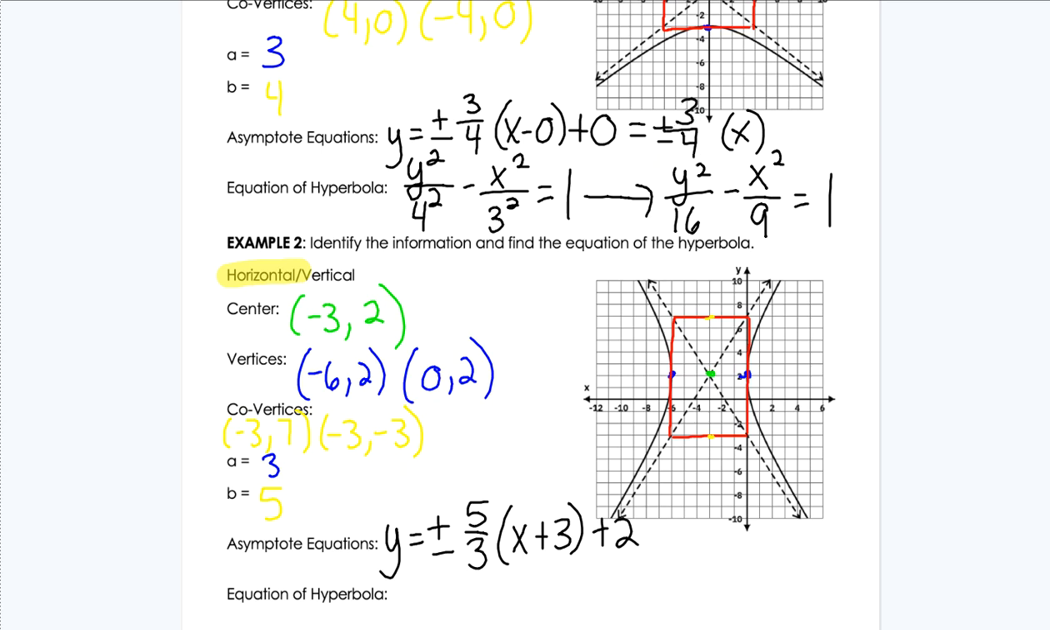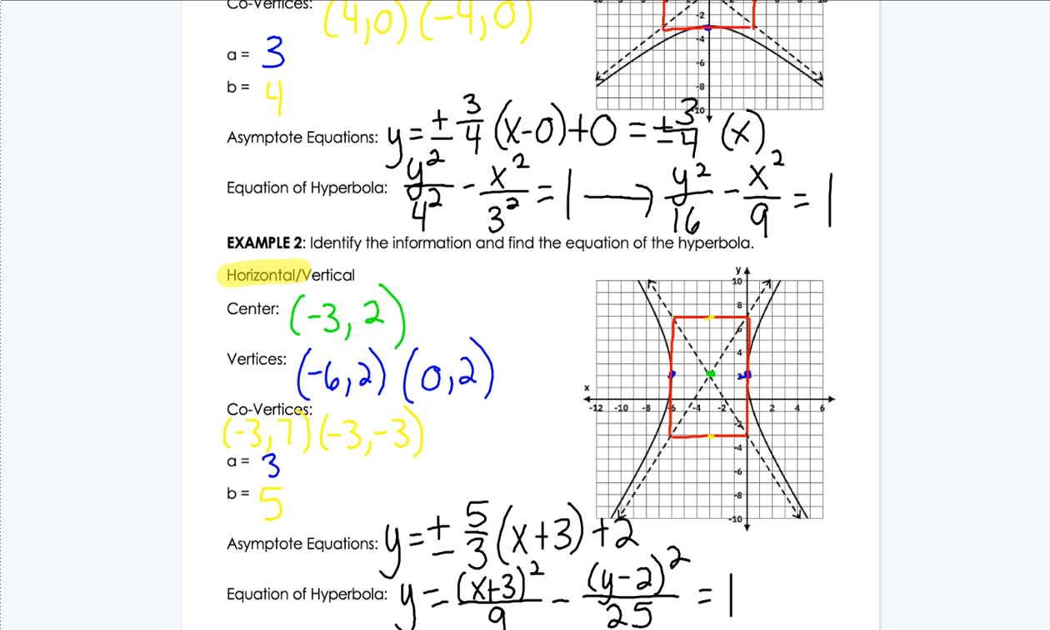Let's finish off our equation of our hyperbola. So our hyperbola in this case, since it's horizontal, is going to go x minus h. Again, that h is -3, so I'm going to write it as x plus 3 squared over the a squared. So that's going to be 9. Minus y minus the k value, which is 2 squared, over b squared. So b squared is 25, because 5 squared is 25, and that equals 1. So that would be our equation of our hyperbola.